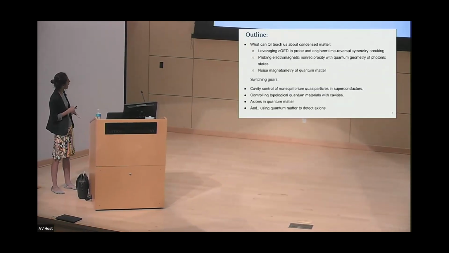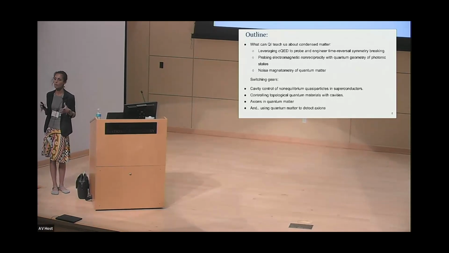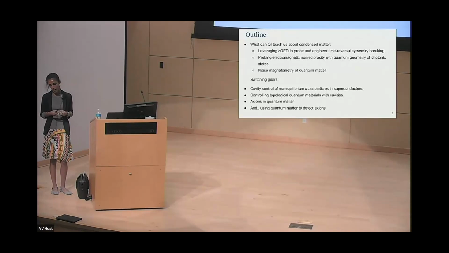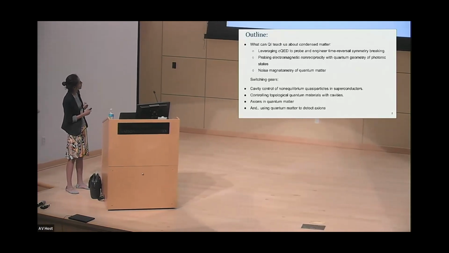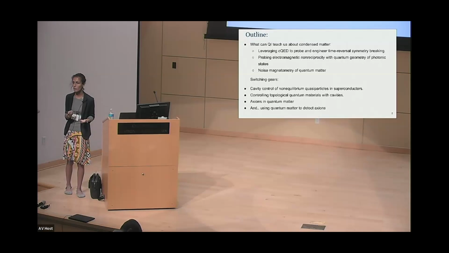I'll tell you first about how we can leverage CQED to both understand and engineer time reversal symmetry breaking. This is a fundamental concept in condensed matter, not just in condensed matter, actually more generally, but really being able to both probe and controllably get into regimes of symmetry broken states is quite important. I will try and convince you that this is actually more general and that we can think about all kinds of non-reciprocity with this idea of quantum geometry. And I'll also link that with noise magnetometry of quantum matter. So essentially where noise can be an advantage for us to understand condensed matter, okay?